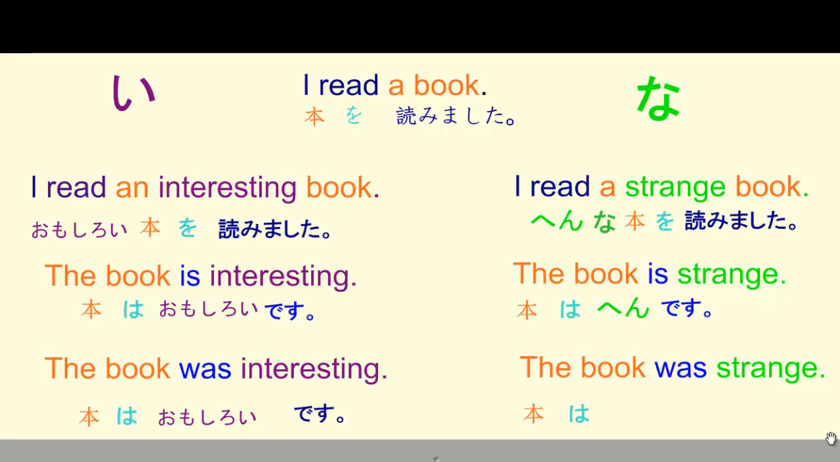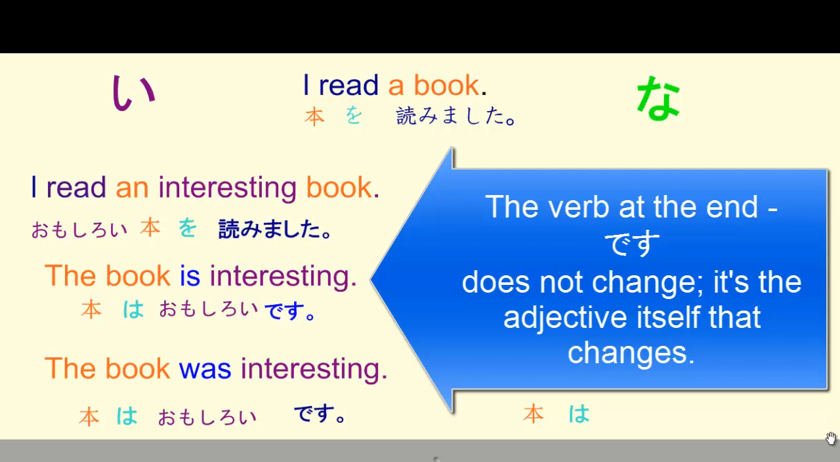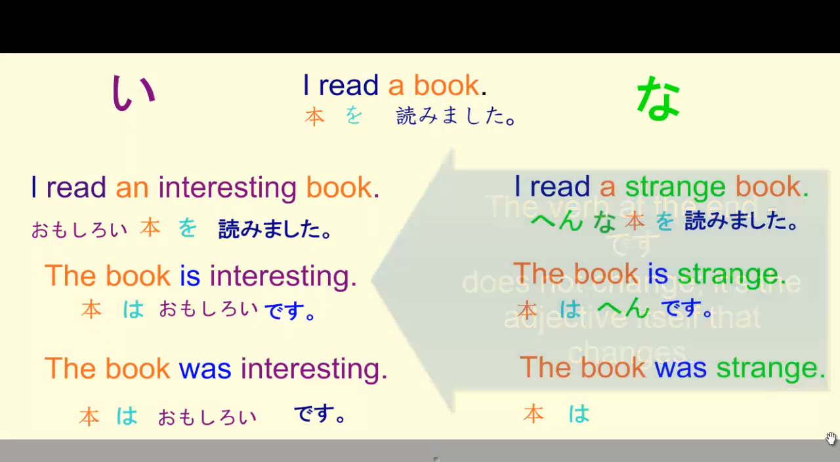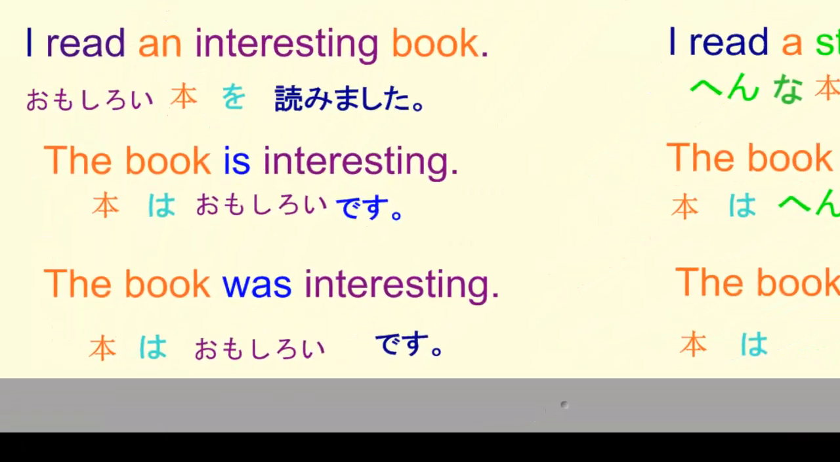So to change it into the past tense, we have to recall our i adjective rule, which is that the verb at the end, desu, does not change. It's the adjective itself that changes. And when it does morph into something else, the first thing we do is remove that i from the end.